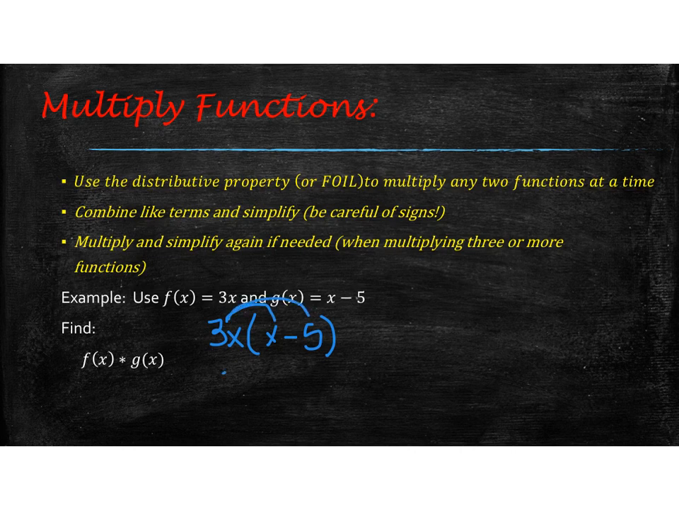3x times x, remember that's 3x squared. And then 3x times a negative 5 would be minus 15x. And then that's all you have to do because we're just simplifying, and that's it.